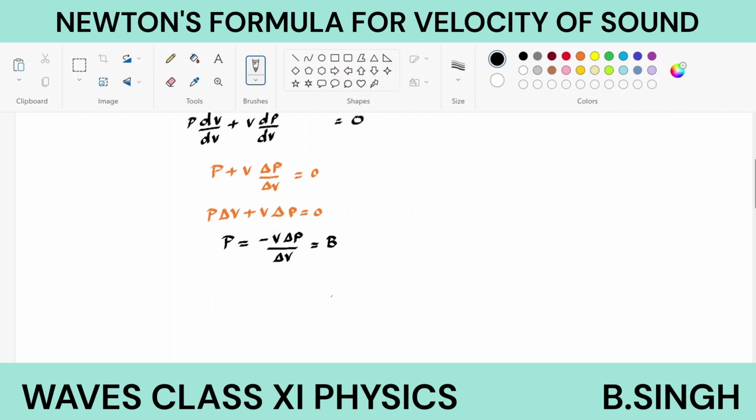And we can modify the expression we got in the previous case, V, which was previously root under B by rho, where B was the bulk modulus. Now it is nothing but V equals root under pressure upon density. Now this is your new expression given by Newton.